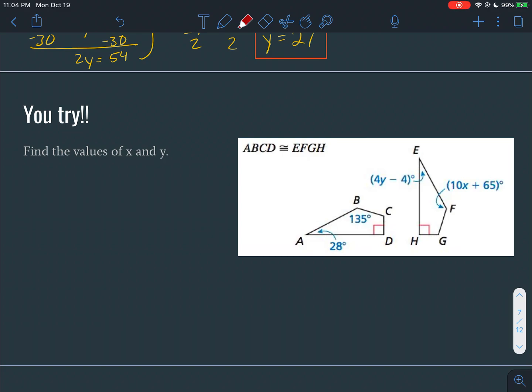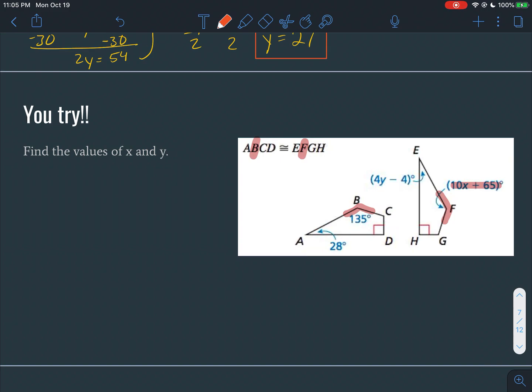Okay, so to find x, 10x plus 65 is in angle F. F is the second letter, so it's going to go with B, the second letter. Also, the two obtuse angles are going to go together. Trying to draw this straight, but it is not wanting to. Okay. So obtuse angle with obtuse angle, or F and B go together.